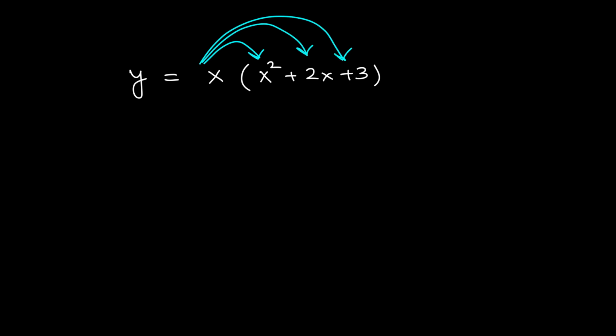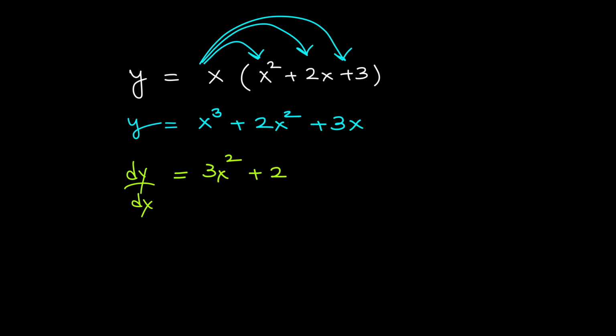Let's move on to another example. Something like y equals x multiplying x squared plus 2x plus 3. So first multiply out the x on the outside with each term, which makes it x cubed plus 2x squared plus 3x. This is still the expression for y. And now differentiate each term separately. dy by dx is 3x squared, 2 as it is, 2x to the power 1, and the derivative of 3x is 3. So this simplifies to 3x squared plus 4x plus 3.